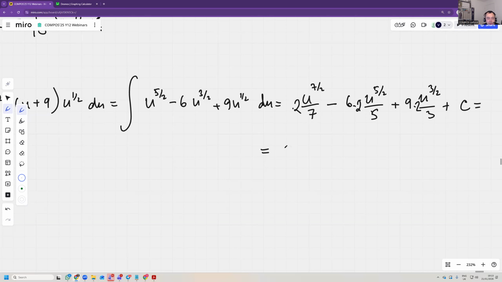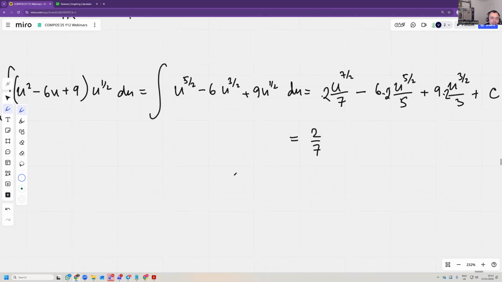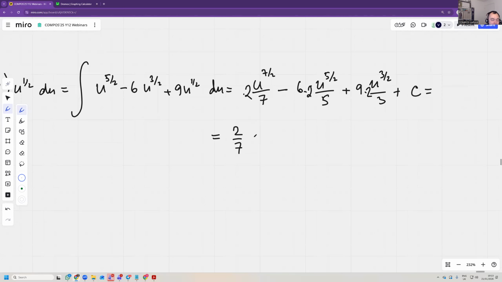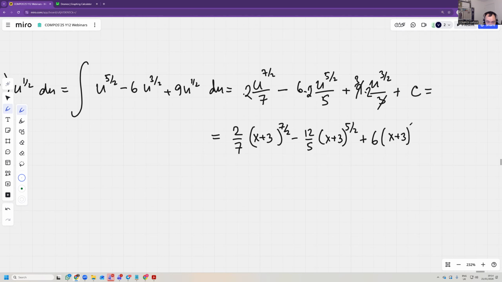Now reverse substitution. So it's 2/7. Is it x plus 3? Yes. 2/7 (x plus 3) to the power 7/2 minus 12/5 (x plus 3) to the power 5/2 plus 18/3, so that's 6 (x plus 3) to the power 3/2, plus c. That's it.